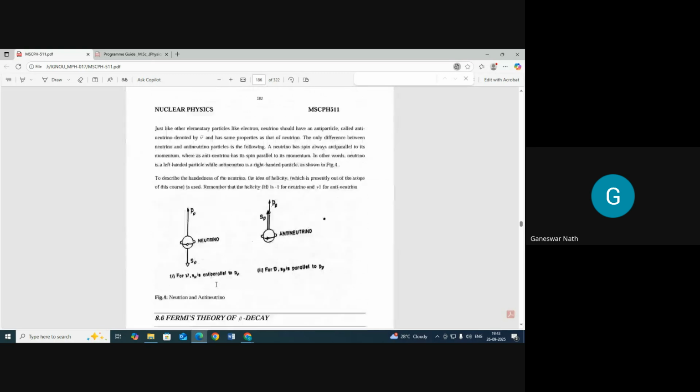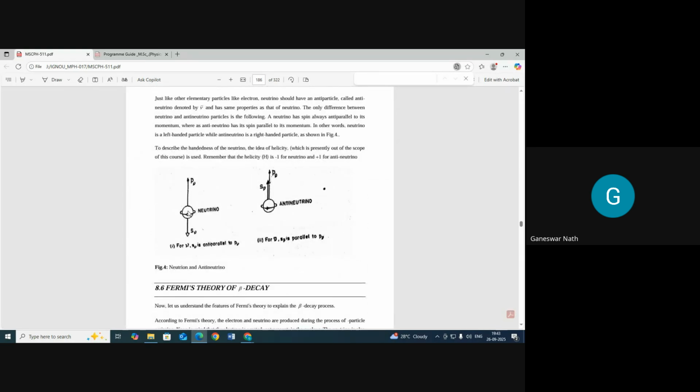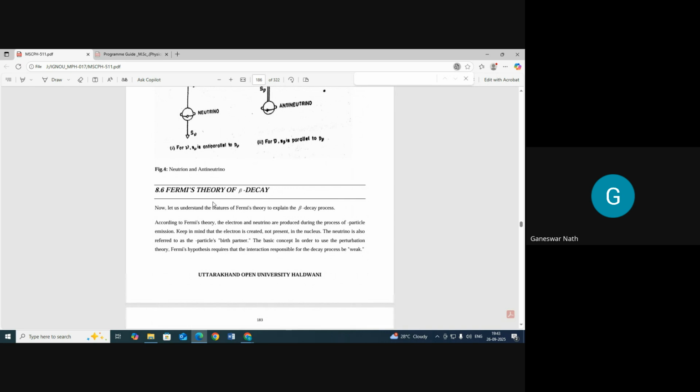The neutrino has zero charge and hence negligible magnetic moment. The mass of the neutrino is zero or almost zero. The neutrino has a spin of one half. The neutrino must be a fermion in order to obey nuclear statistics. So this is the schematic representation of the neutrino hypothesis of beta decay. Now we'll discuss Fermi's theory of beta decay.